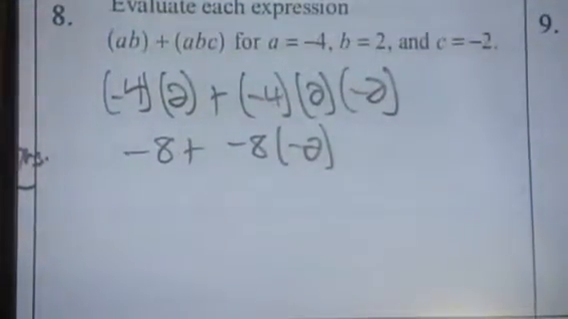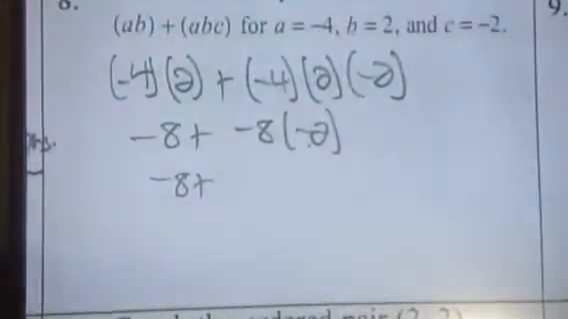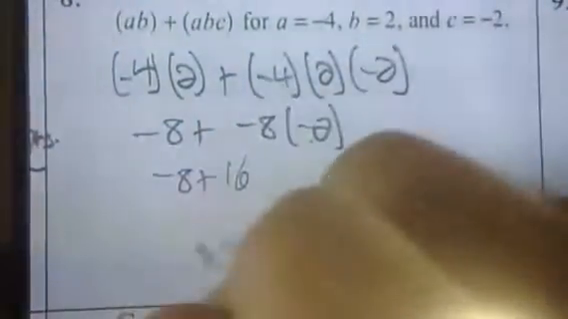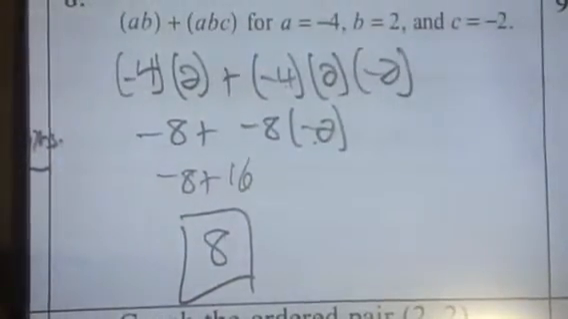So let's multiply first. -4 times 2 is -8 plus -4 times 2 is -8 times -2. I still have multiplication and addition. I've got to multiply first. Bring down the -8. Negative times a negative gives me a positive 16. Same signs add and keep, different signs subtract. That should give me an 8. I plugged in, then I evaluated.